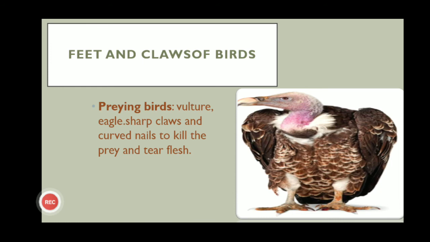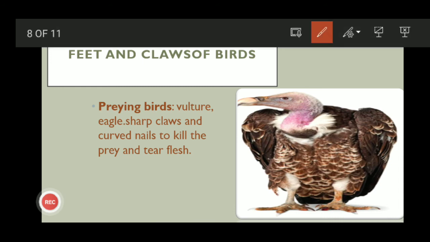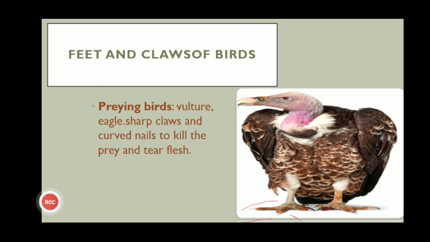So they have sharp claws with curved nails, and their nails are called talons. Okay, here you can see the claws of a vulture. मीन्स उनके क्लॉज नुकीले होते हैं, थोड़े मुड़े हुए होते हैं, शार्प होते हैं, जो उन्हें फ्लैश को फाड़ने में हेल्प करते हैं. ओके, एंड सो दे आर कॉल्ड प्रेइंग बर्ड्स.